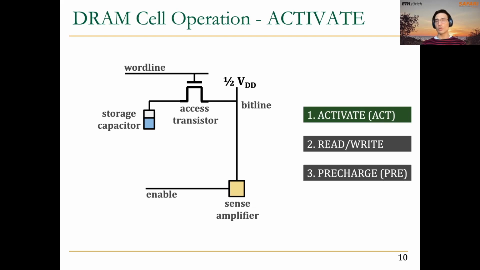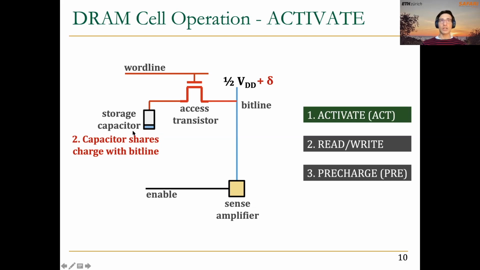And what happens when the memory controller issues an activate command is that first of all, we raise the word line of the corresponding row, that row that wants to be accessed by the memory controller. When we raise the word line, we are closing this switch that represents the access transistor. So the access transistor starts conducting, and the capacitor starts sharing its charge with the bit line.